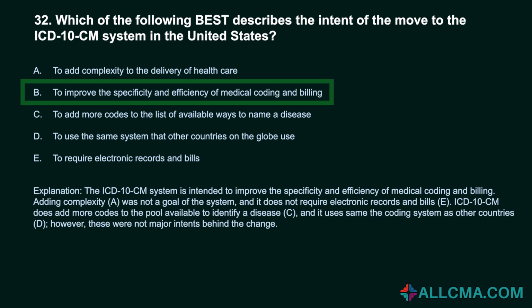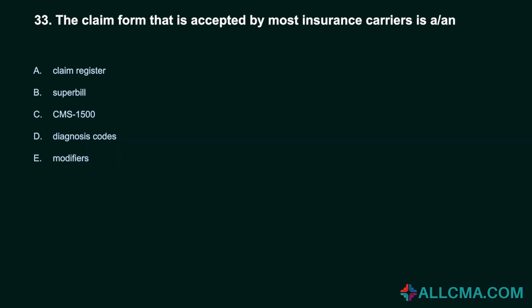The ICD-10 CM system is intended to improve the specificity and efficiency of medical coding and billing. Adding complexity, A, was not a goal of the system, and it does not require electronic records and bills, E. ICD-10 CM does add more codes to the pool available to identify a disease, C, and it uses the same coding system as other countries, D. However, these were not major intents behind the change.